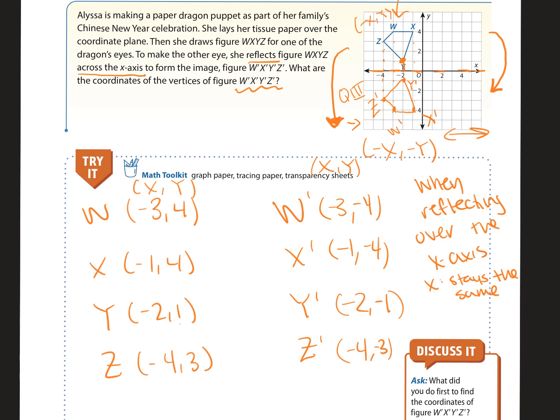Now what's happening with our y's? 4, negative 4, 4, negative 4, 1, negative 1, 3, negative 3. Our y's are changing. They're changing in a very special way. The y's become their opposite. Y becomes opposite. That's the big idea about this lesson. We're going to keep practicing on the next few pages.